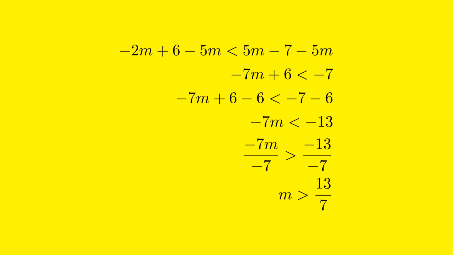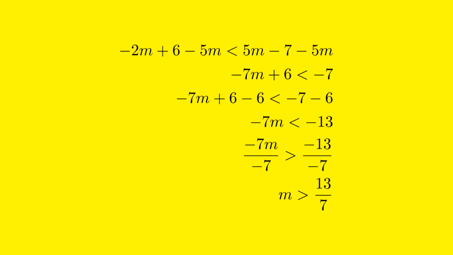Next, we need to isolate the variable m on one side of the inequality. To do this, let's start by eliminating the term involving m from one side. I will move all terms involving m to the left side by subtracting 5m from both sides. So we have -2m plus 6 minus 5m is less than 5m minus 7 minus 5m. On the left side, -2m minus 5m combines to give us -7m, which makes the left side -7m plus 6. On the right side, 5m minus 5m cancels out and only -7 remains. Thus, our inequality now is -7m plus 6 is less than -7.